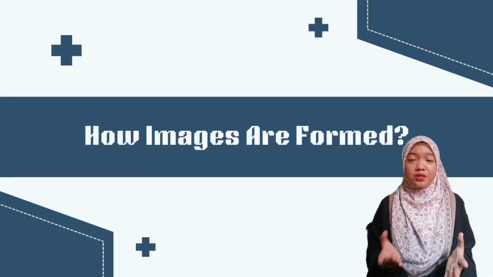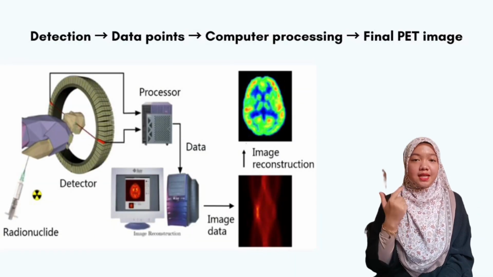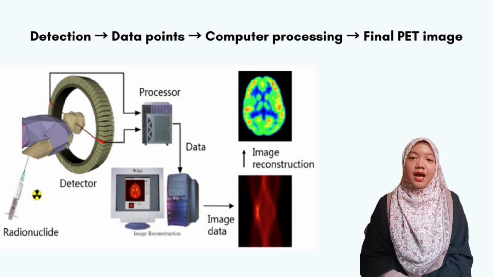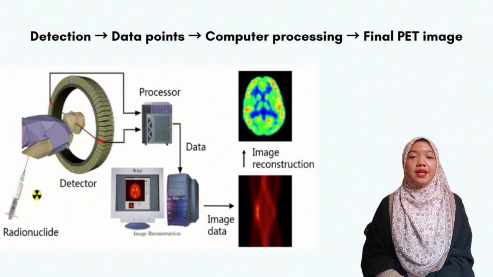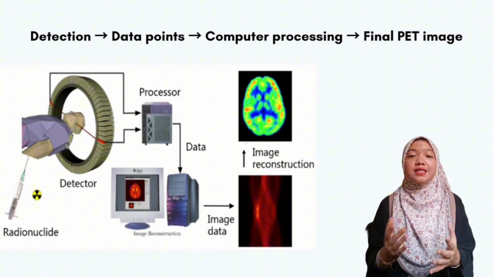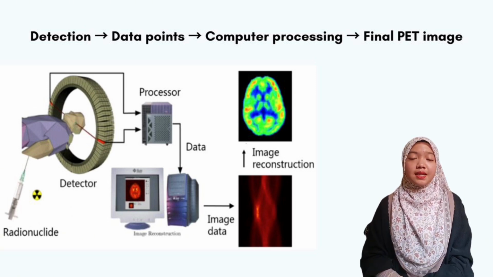The process of forming images in a PET scan involves these steps: detection, data points, computer processing, and final PET image. First, detection. After the PET scanner detects the gamma rays that are released from the body, it starts collecting thousands or even millions of signals from all around the patient. Second step is data points. Each time a pair of gamma rays is detected, the scanner records it as a data point, showing the possible location where the positron and electron met.